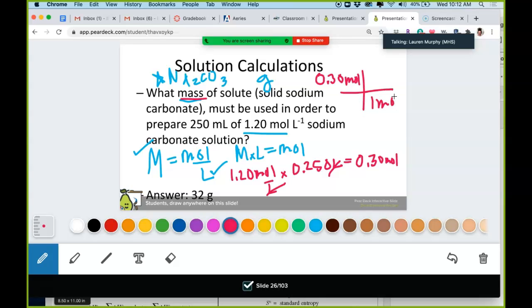And for every 1 mole, now you've got to go to the periodic table and find the molar mass of sodium carbonate. And it's 105.99 grams per mole. And you multiply those out. This is a 2-digit number. This is a 3-digit number. So your answer should be 2 digits. So you get 0.3 times 105.99, and it's 31.797. But with 2 sig figs, it would be 32 grams of sodium carbonate.